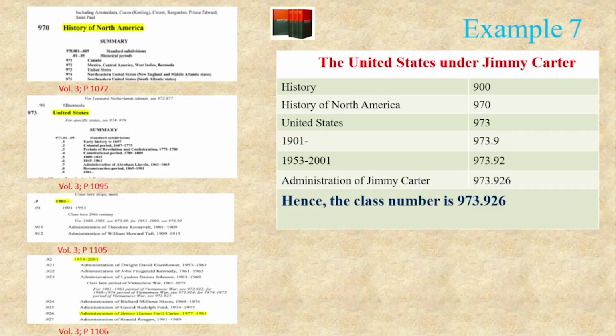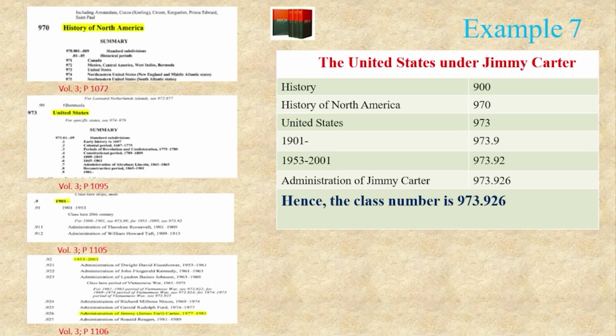The next example is the United States under Jimmy Carter. So here are two keywords, that is one is United States and the other is Jimmy Carter. So identify key elements. Two key elements here. One is United States. It will come under North America. Then the historical period, that is the presidency of Jimmy Carter. Jimmy Carter was the president of the United States for the period 1977 to 1981.